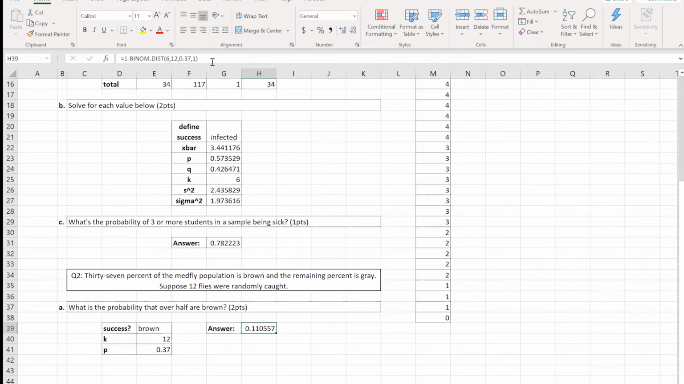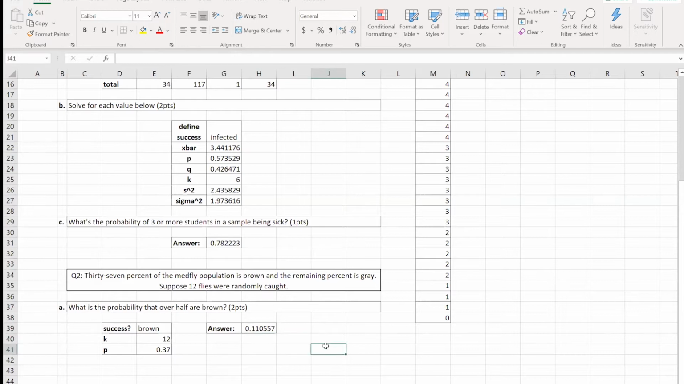Oh, I see what I did. Interesting. That'd be the probability that 7, 8, 9, 10, 11, or 12 of them are brown. I did this by calculating 1 minus the cumulative probability of 6 and below. So I took the total probability, which is 100%, and subtracted the probability of 6, 5, 4, 3, 2, 1, or 0 of them being brown.